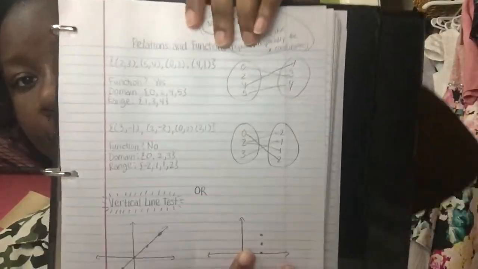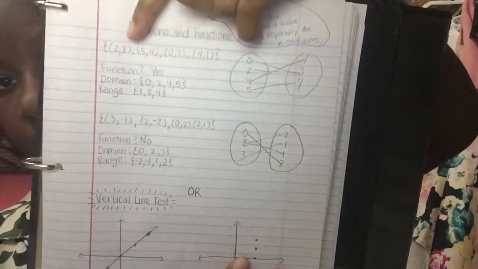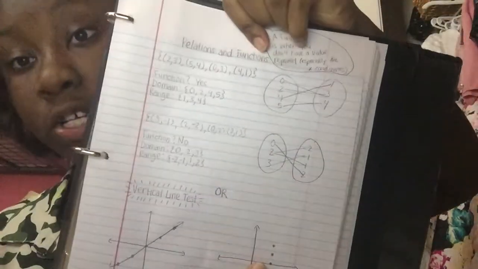A function also is like this. So a function is when you have a number of coordinates, and you have to look at the x-axis only in order to see if it's a function or not. Or you can use the vertical line method, but I like using this kind of method where you just look at all the coordinates.